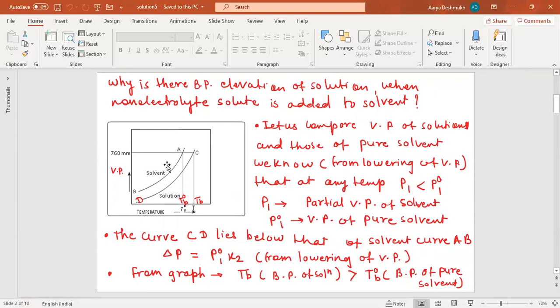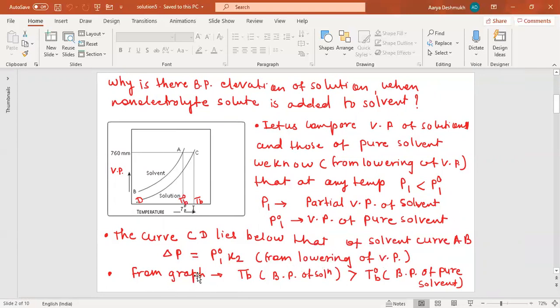Now when you look at this graph, the curve CD lies below that of the solvent curve AB. So curve AB stands for the solvent, and curve CD stands for the solution here. From the graph, it is seen that the CD curve lies below the solvent curve AB, which means that delta P would be equal to P01 into X2. This is the thing we knew from the lowering of vapor pressure.